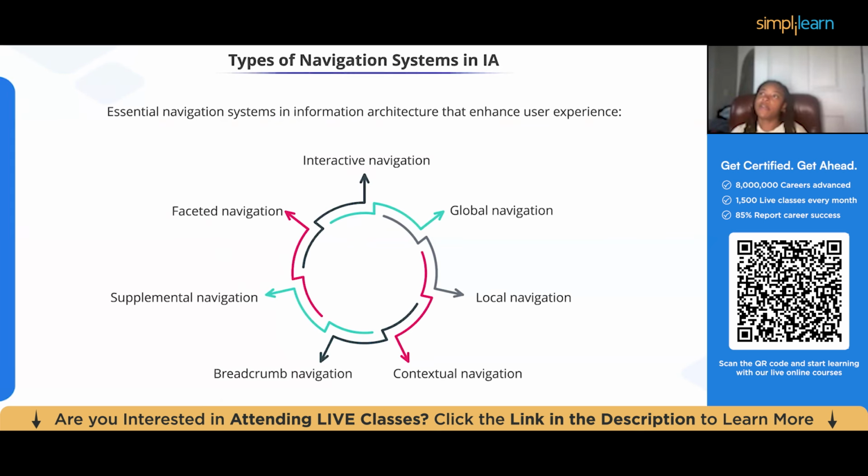And then next we have types of navigation systems and information architecture. It is essential navigation systems and information architecture that enhance user experience. We're going to start from the left side, and go around this way. We have interactive navigation, faceted navigation, supplemental navigation, breadcrumb navigation, contextual navigation, local navigation, as well as global navigation.